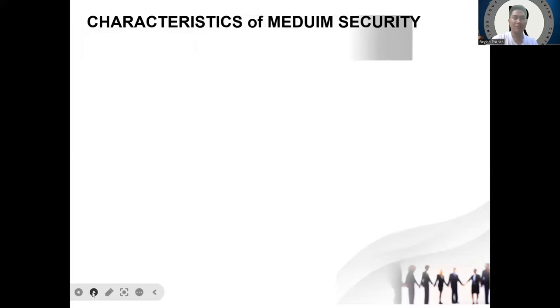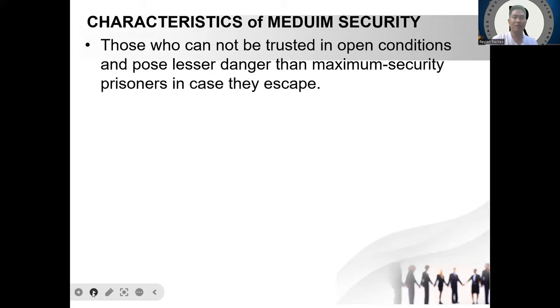Okay. So tandaan nyo lang class, pag sinabi natin sa medium, ito yung tandaan nyo, yung nature. Pag sinabi natin sa medium, those who cannot be trusted in open condition and pose lesser danger than maximum security prisoners in case of escape. So compare sa maximum security prisoners and super maximum security prisoners, of course, they pose lesser danger. Meron pa rin danger, pero less na, kumbaga, hindi na talaga masyado. Kung tumakas man sila, of course, hindi talaga masyadong state of necessity kailangan natin. So yan yung sa medium.